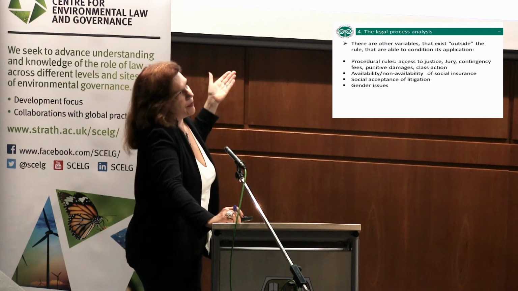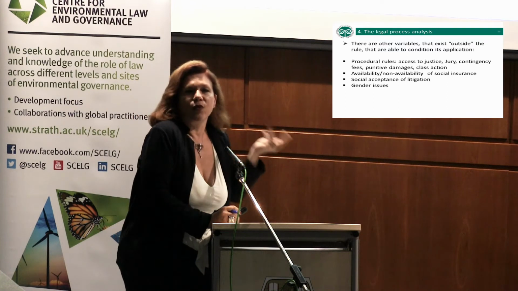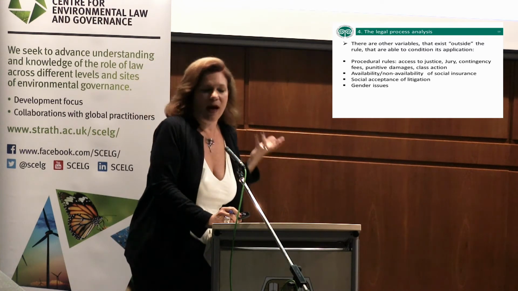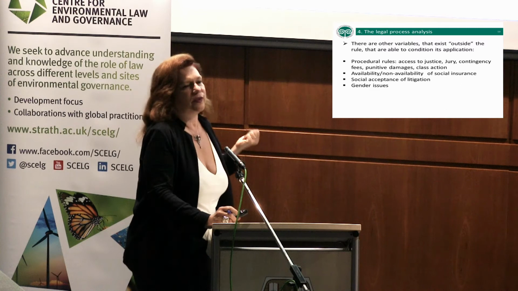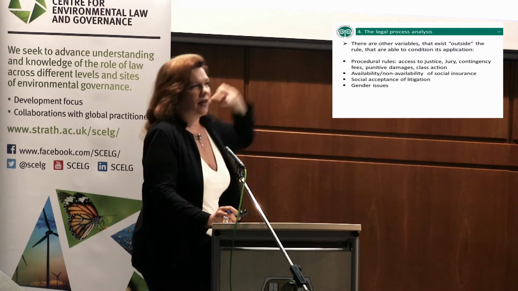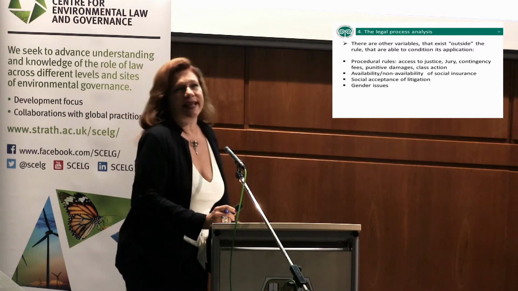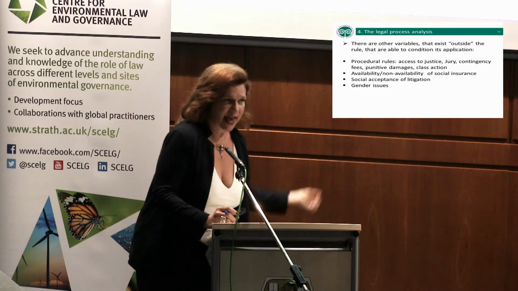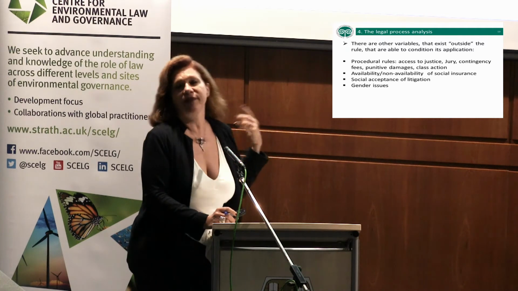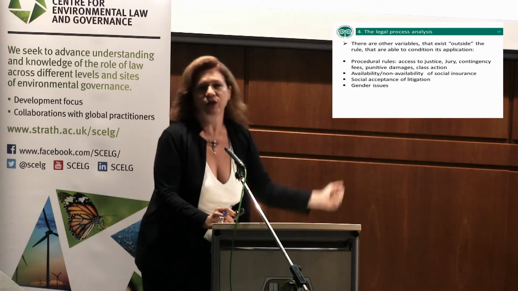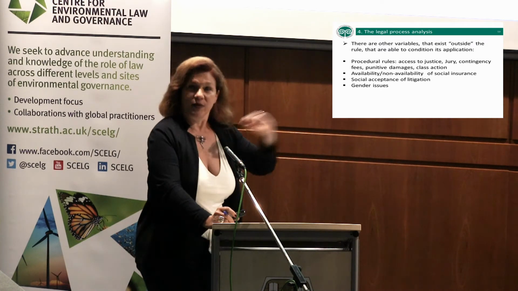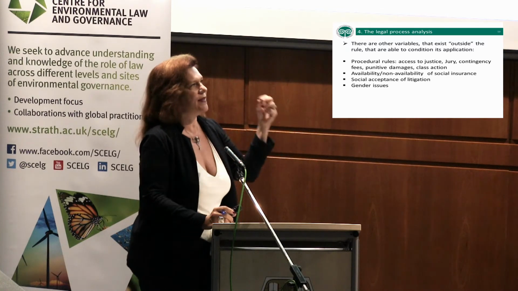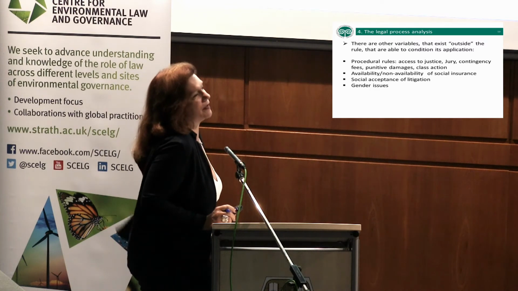So, for example, if we have a rule on strict liability for environmental harm, how much will influence the application of the rule the fact that we have very well organized environmental associations, or the fact that we have law firms that are very eager to organize class actions in the field of environmental law, or the fact that we have punitive damages, or the fact that we have contingency fees. Do these variables that are outside the rule that we are comparing not influence the application of the rule?